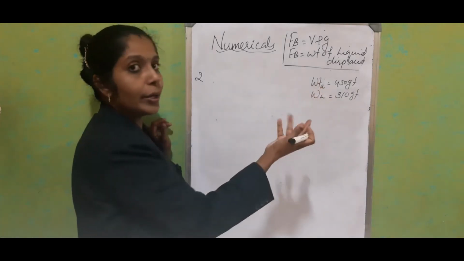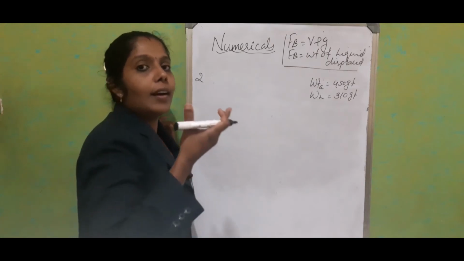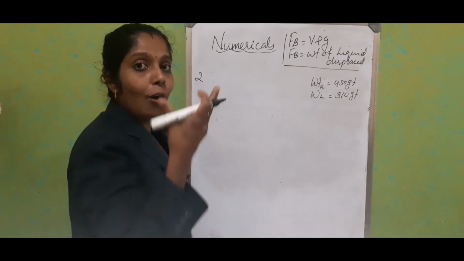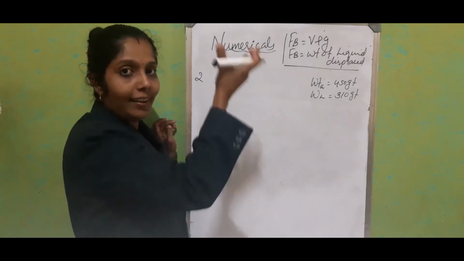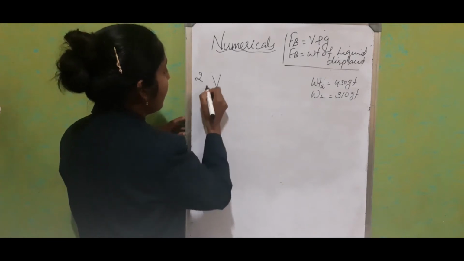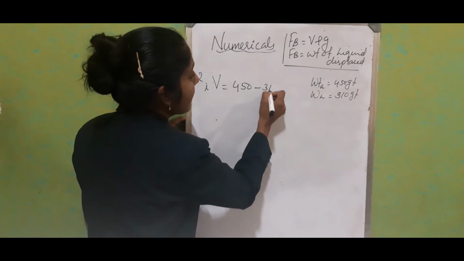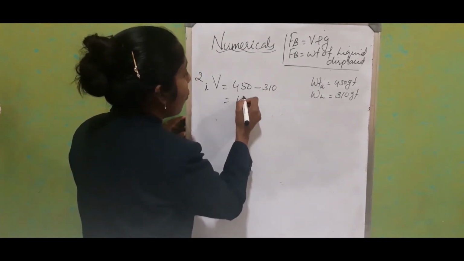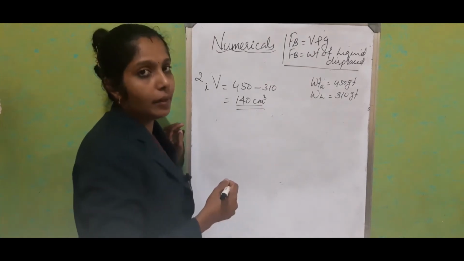That is equivalent to the change in weight. We know that the volume of the water displaced is equal to the volume of the body inside, so we will find the change in weight. The first part is 450 minus 310, which gives 140 centimeter cube. As it is volume, we write it in terms of centimeter cube.